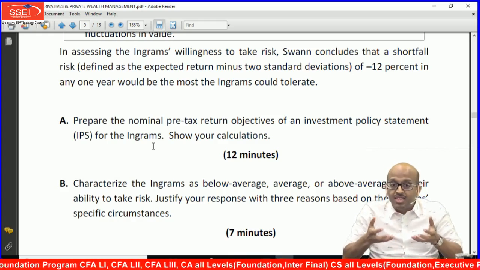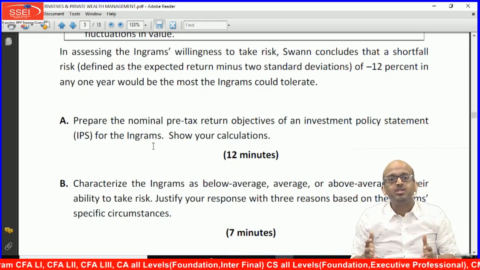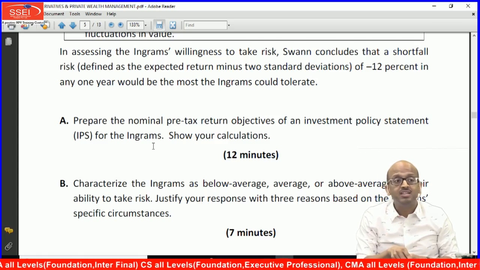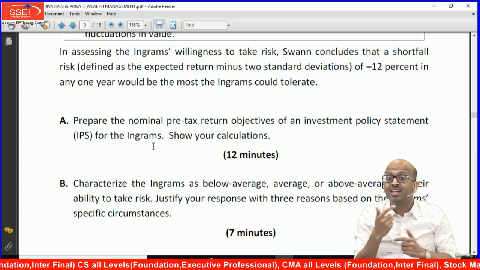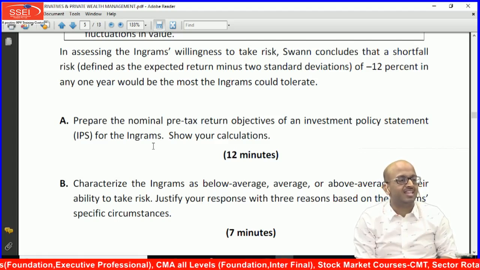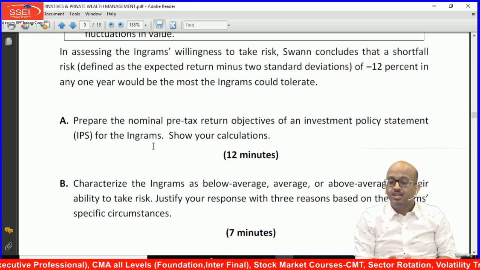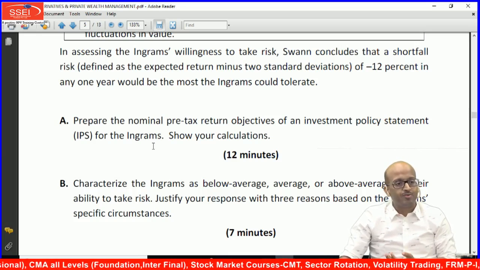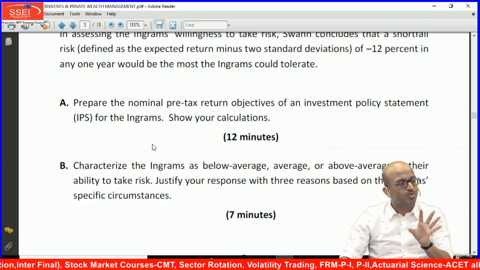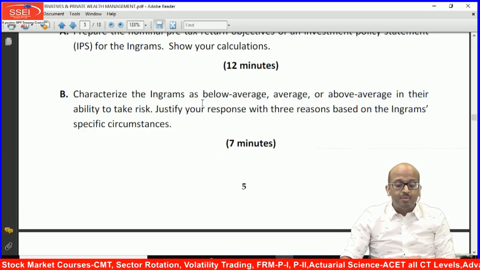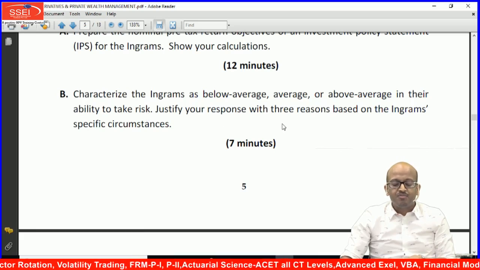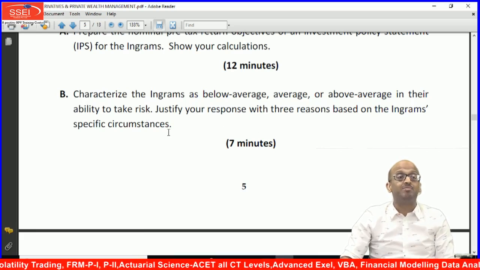But the thing is, when you read it, there will be a lot of information given. So which information to use, which not to use? Pre-tax, they have said. Nominal, inclusive of inflation. Of course, there are some, but it is not difficult. It's like a 2-minute exercise for us. So that maths has to be done, for which you get 12 marks. And I said, practical part, you don't need to worry about presentation. It's the usual way. Characterize the N-grams as below average, average or above average in their ability to take risk. Justify your response with 3 reasons based on the N-gram circumstances.